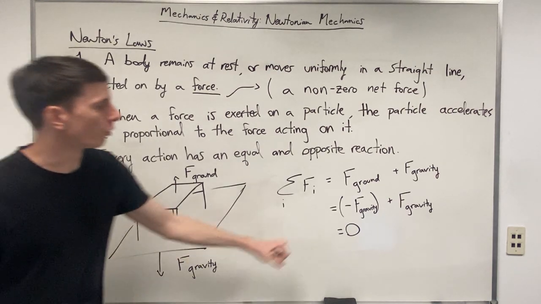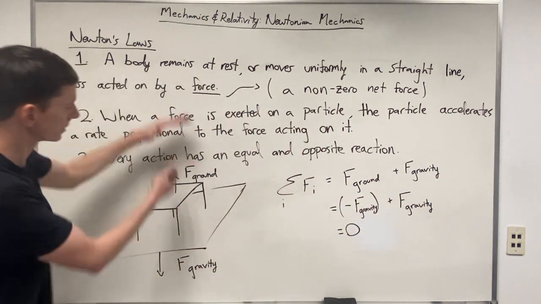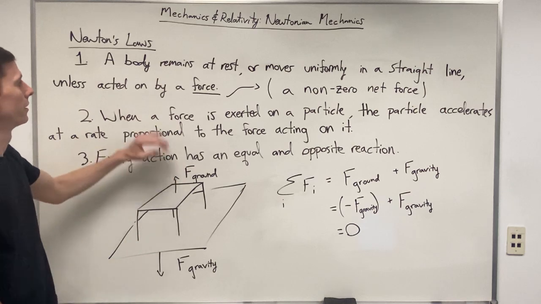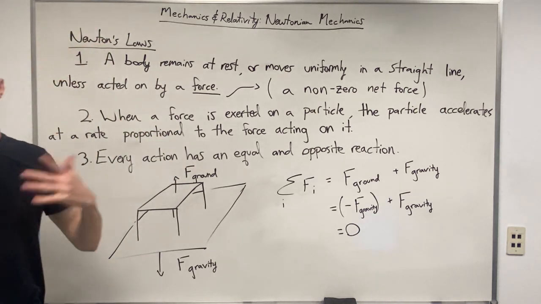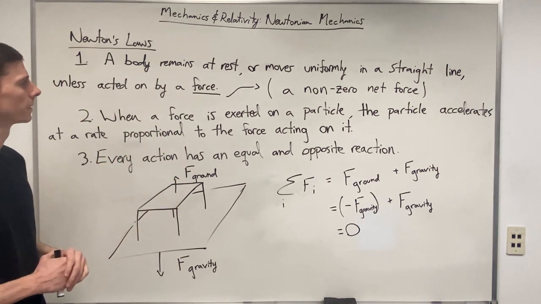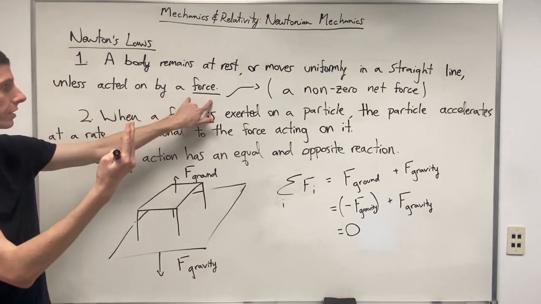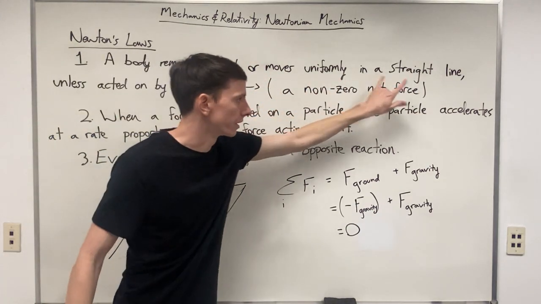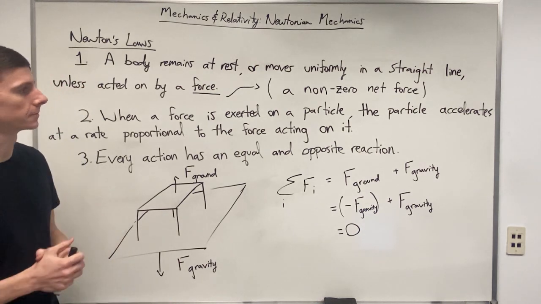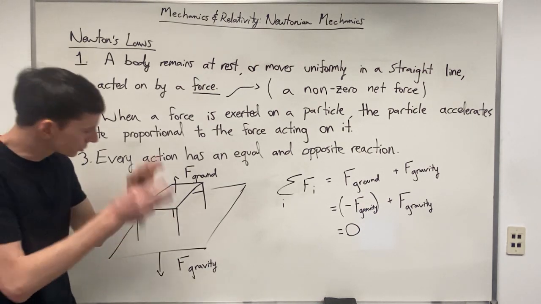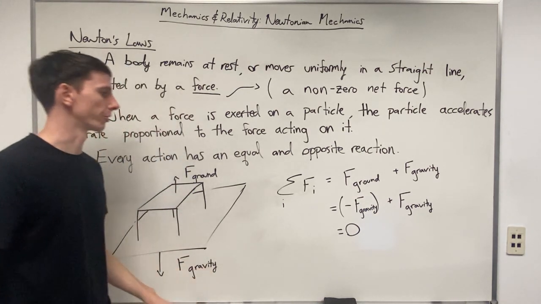Okay. If one of these two were larger than the other, that would cause the table to accelerate, and then that's where Newton's first law would no longer apply. Okay. But hopefully that makes sense. When we refer to this as a force, we're really referring to a non-zero net force. All right. So that's kind of the first subtlety that's going to come with this.